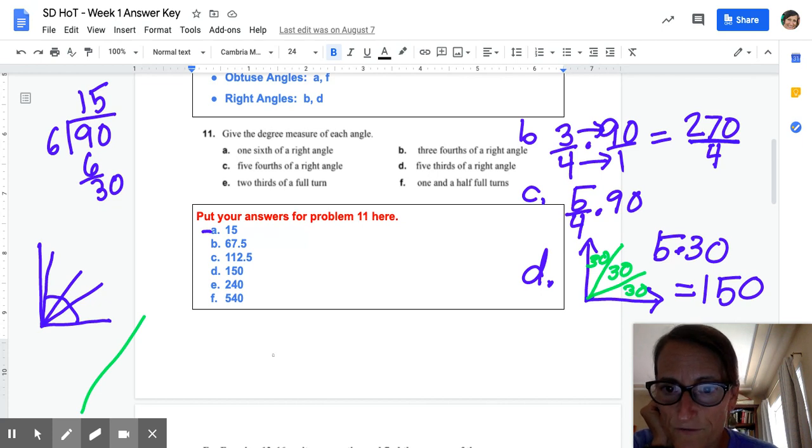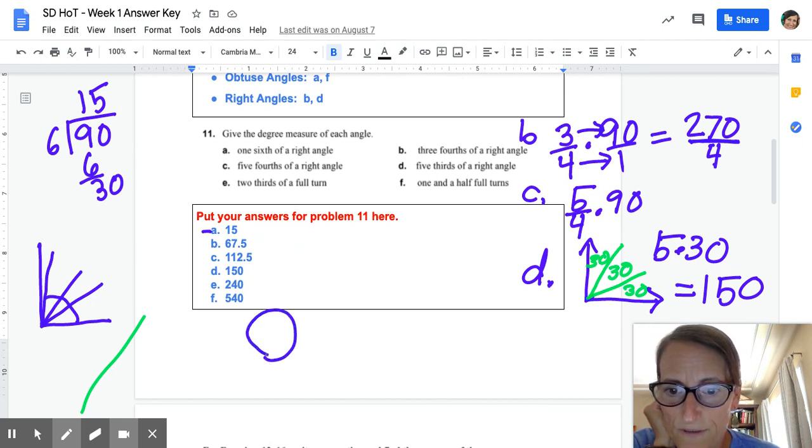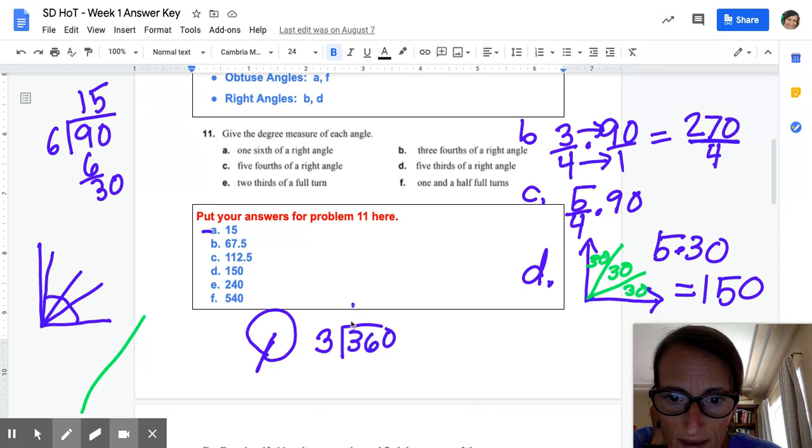Okay, 2/3 of a full turn for E. So if a full turn is 360, going all the way around the circle, that whole thing is 360. So 2/3 of that, well, first you'd need to figure out what 1/3 of 360 is. So you could just do 360 divided by 3, and that comes out to 120. So then if you have another 120, you would have 120 plus 120. That's where that 240 comes from.